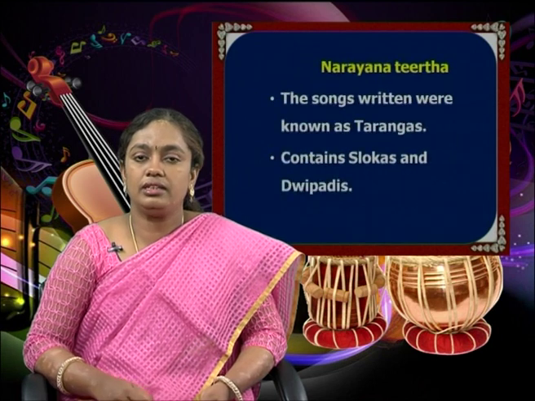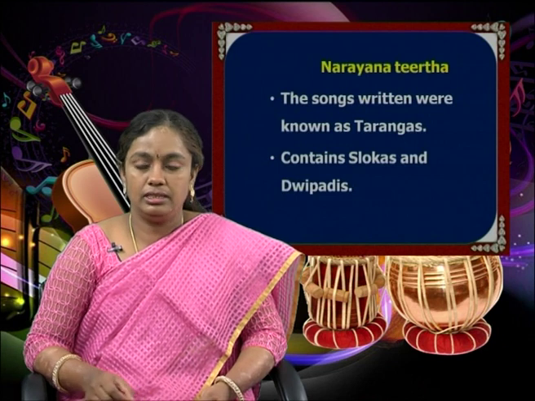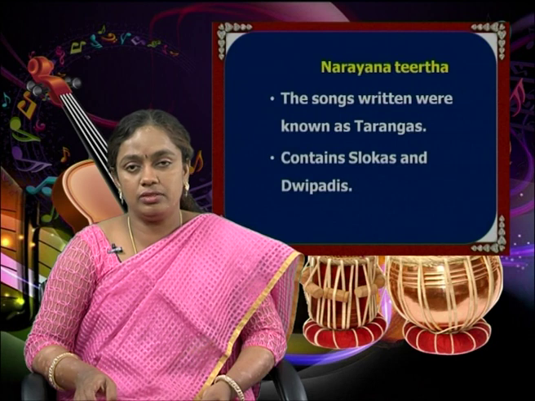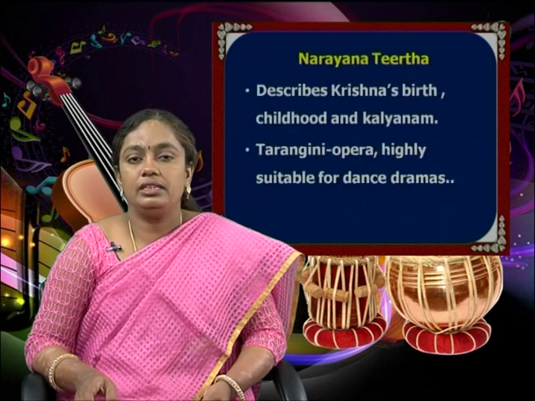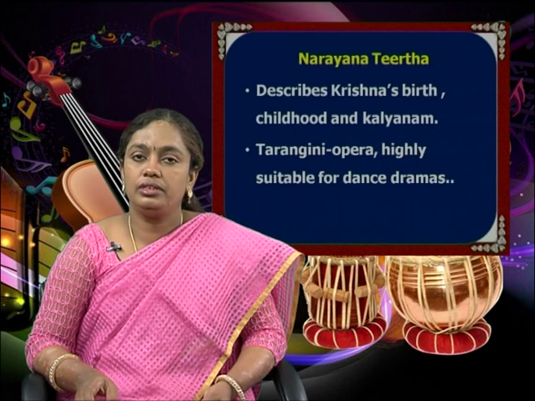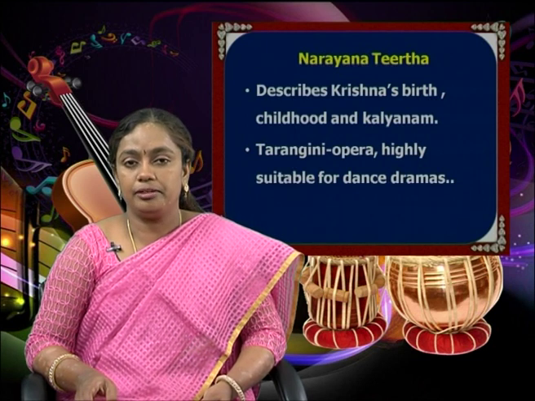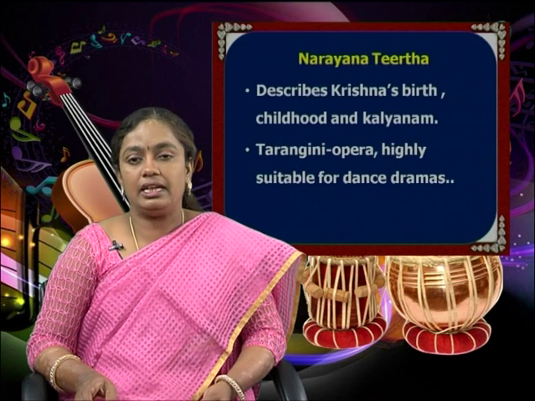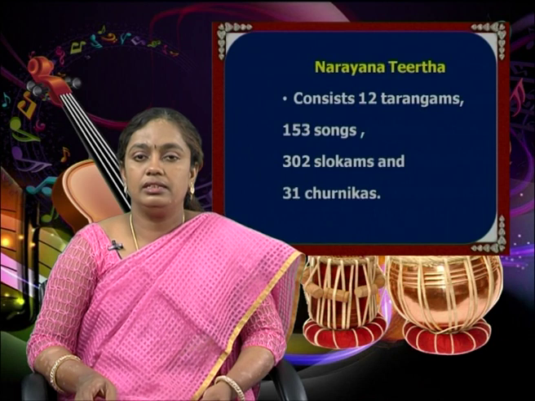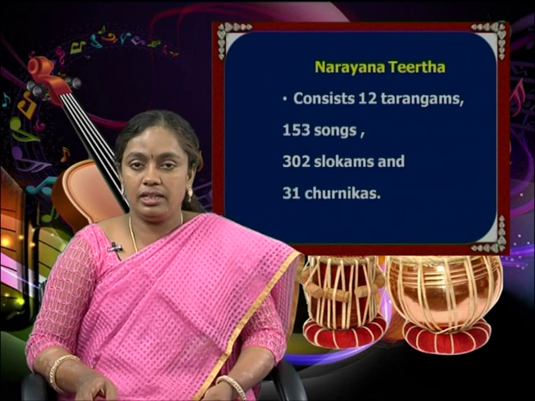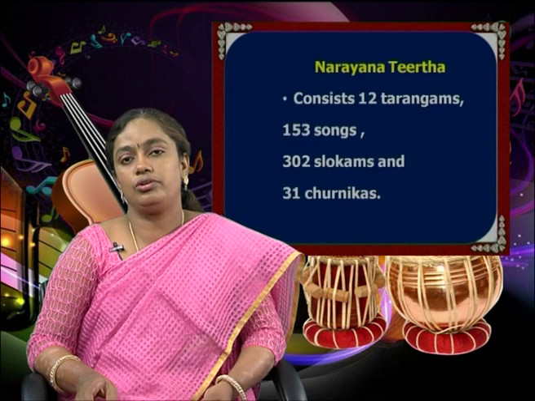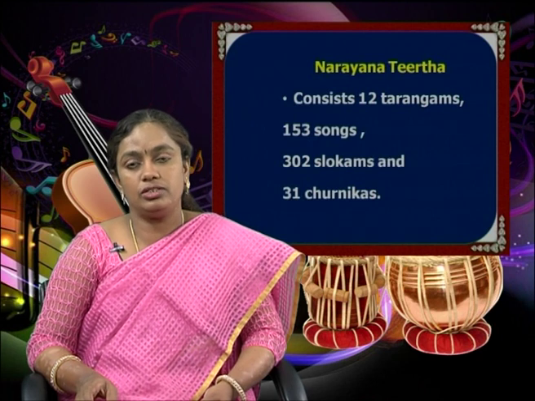The songs written were known as tarangas. These tarangas contain some shlokas and swarajatis with them. These songs describe Krishna's birth, childhood and Kalyanam with Rukmini. This Tarangini opera is highly suitable for dance dramas. It consists of 12 tarangams with 153 songs and also 302 shlokams and 31 churnikas.